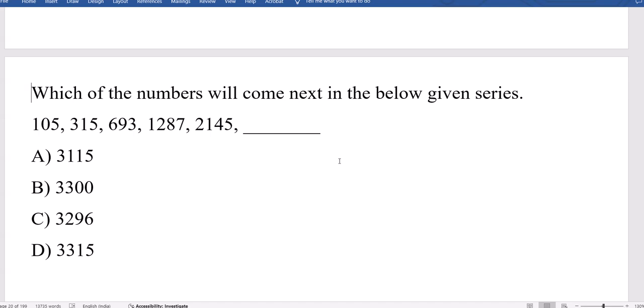Number series. 105, 315. Many people will connect this is multiplied by 3, sir. But next one is multiplied by 2 also, okay, fine. But next one not multiplied by 2. It's not like multiplication, that you can at least sense there. If it is multiplication, okay, into 2 also not possible going forward. 105, 315, 693, 1287, 2145. What is the missing number? Next number, in fact.